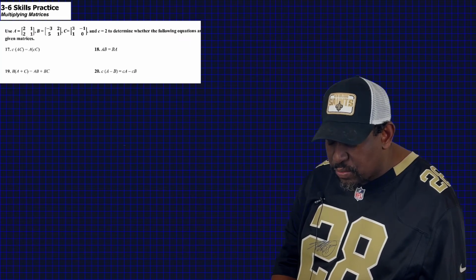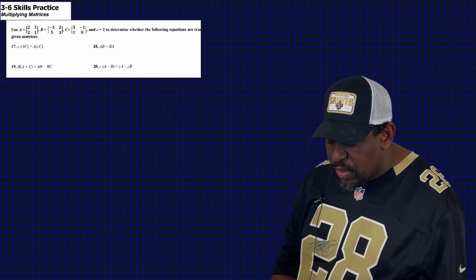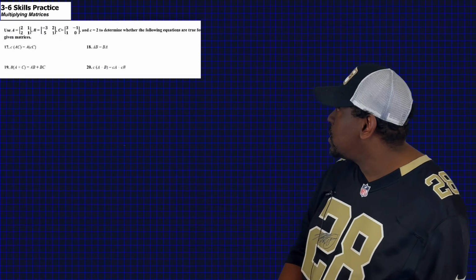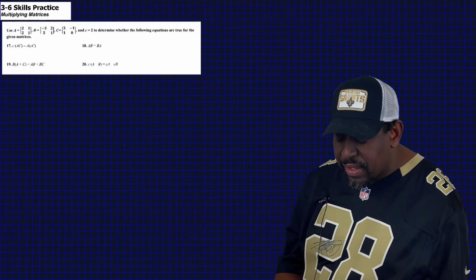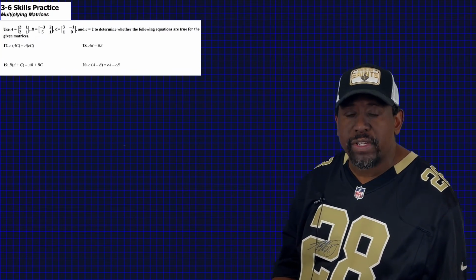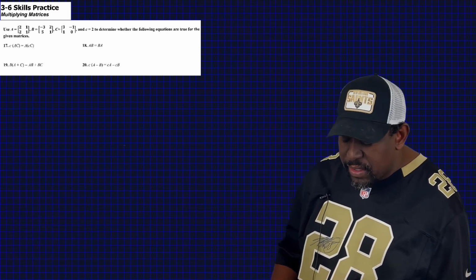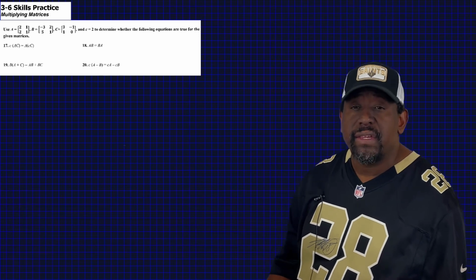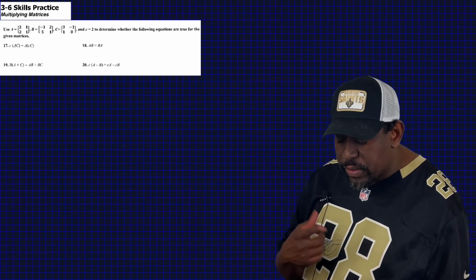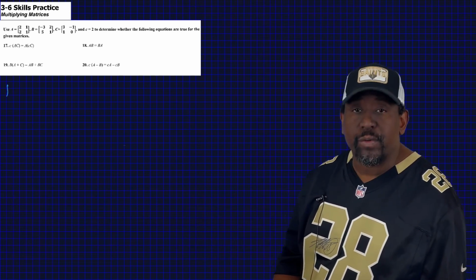It says here, using A, B, and C, and lowercase c, which is our scalar, determine whether the equations are true for the given matrices. So we're going to do one of these. It's almost like a problem to test the properties of matrices, and that's what we're doing. We're going to basically verify matrix rules to make sure that they work with specific examples. So that's what we're doing in this type of problem.